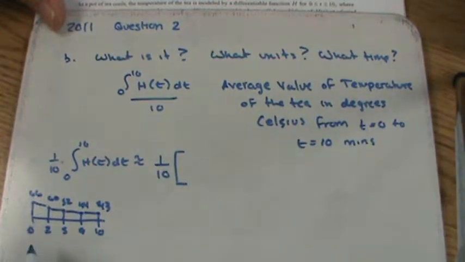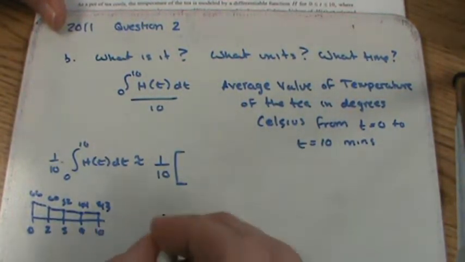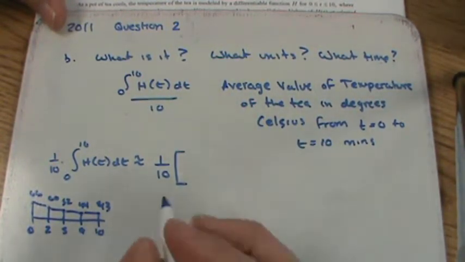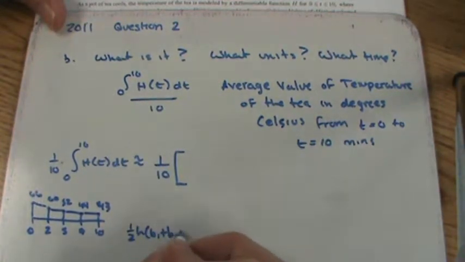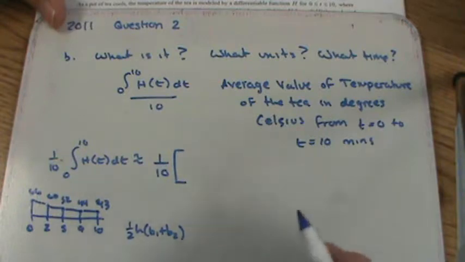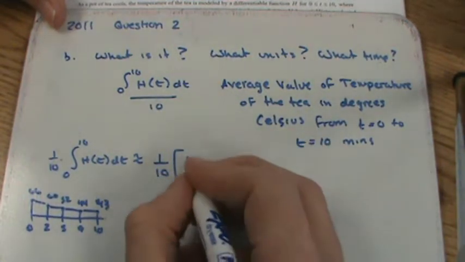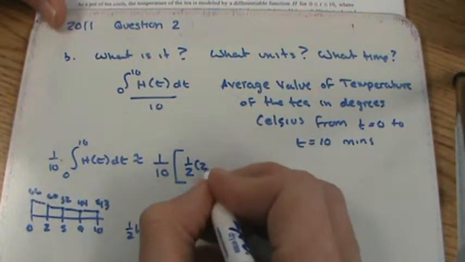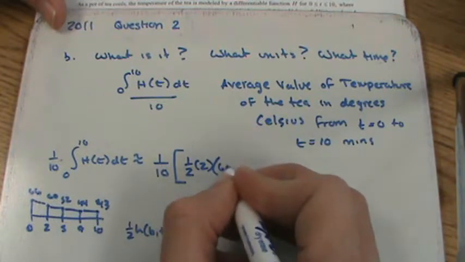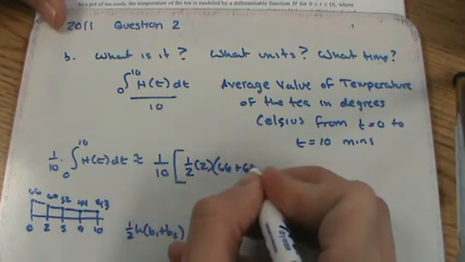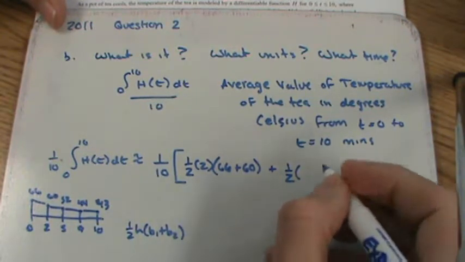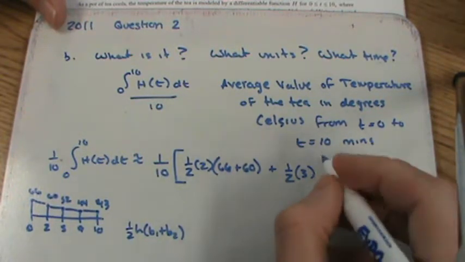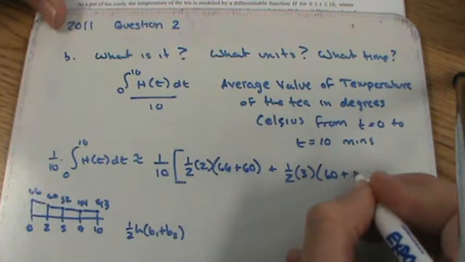You got to kind of turn your head to see those trapezoids, and our formula for trapezoid area is 1/2 height times base 1 plus base 2. And so we're going to go ahead and just find a bunch of areas. So it's going to be 1/2. First height's 2. Base 1 is 66 plus 60. That's base 2 plus 1/2. Our next height's going to be 3. And that's 60 plus 52.